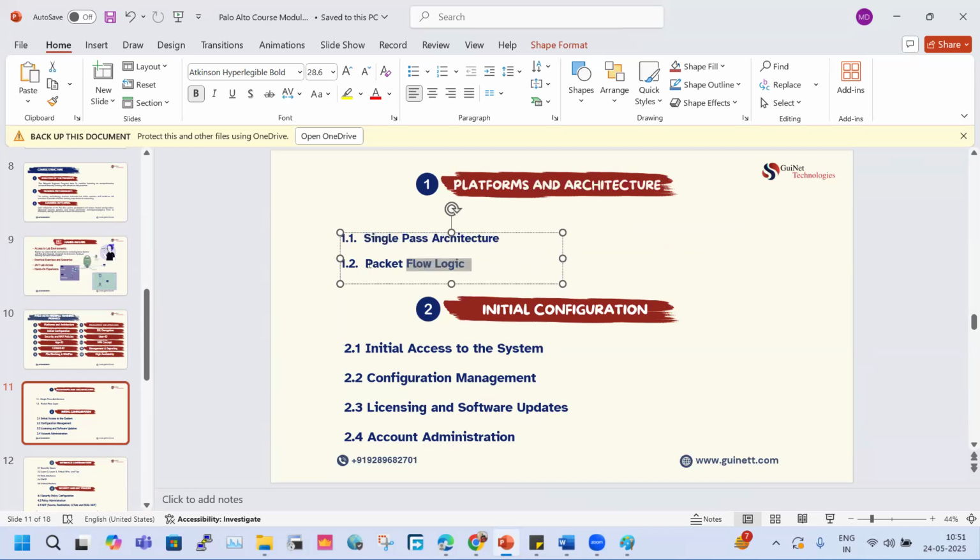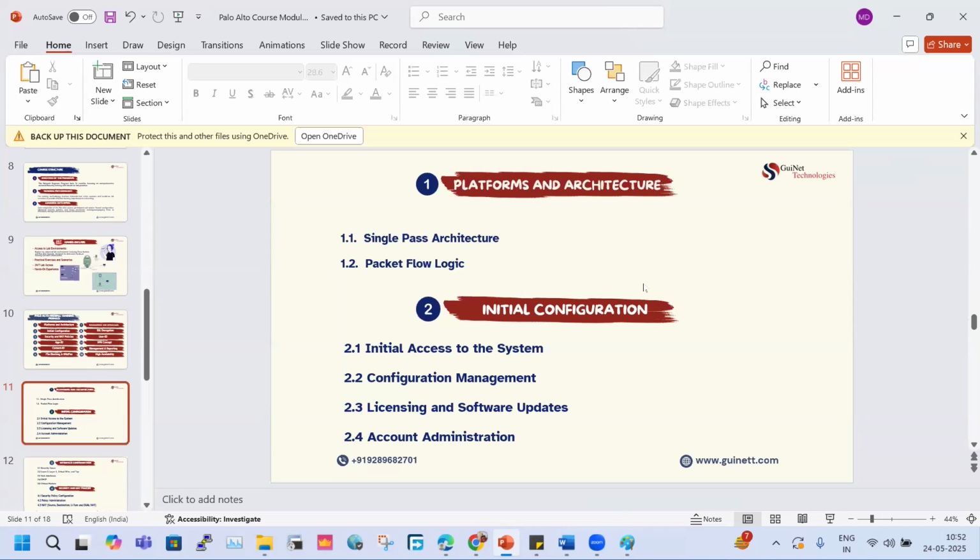Now we have a very important concept, that is the packet flow logic. Whenever you study any firewall, you should know how the traffic is handled by the firewall. What is the traffic flow? Which means, whenever the traffic is received by the firewall and whenever it is forwarded by the firewall, what are the stages in the firewall? That we will study in the packet flow logic. So packet flow logic is very important.